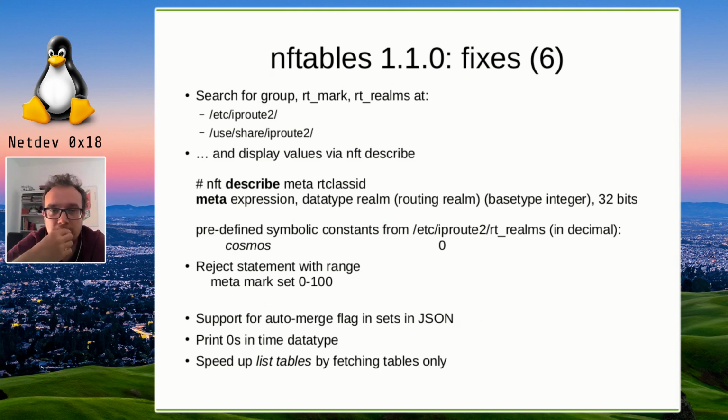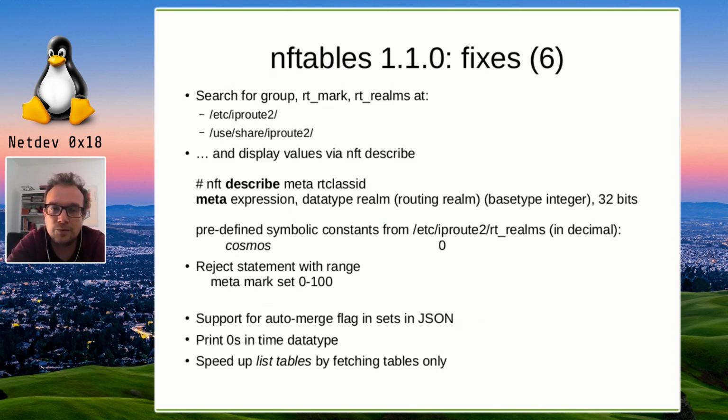There is a small change to search for group, RT mark and RT realms files, not only at /etc/iproute2, but also at /usr/share/iproute2, and displays values via nft describe. So this is just a packaging thing because basically users have these files already predefined in packages, which are stored in /usr/share/iproute2.